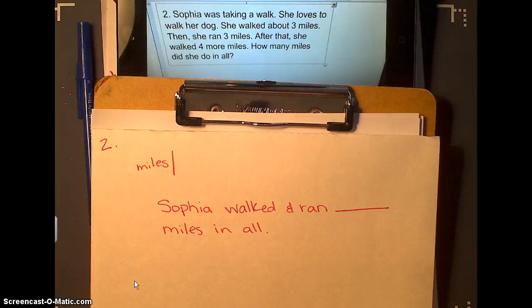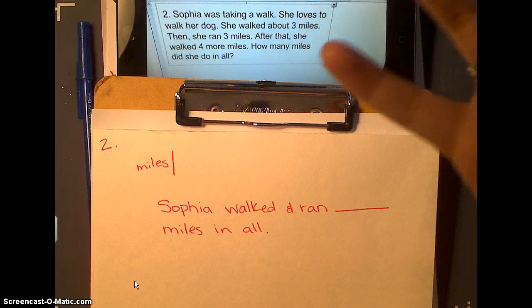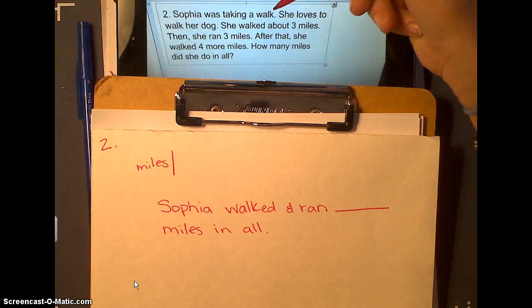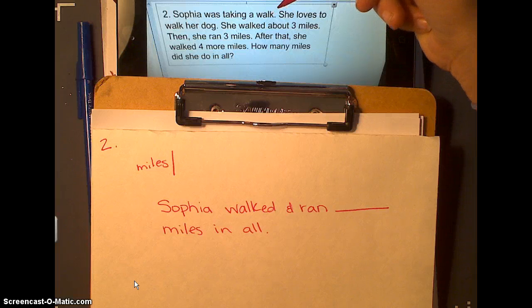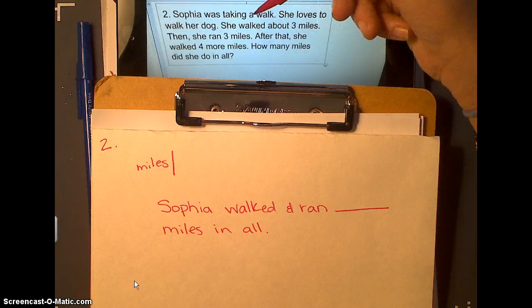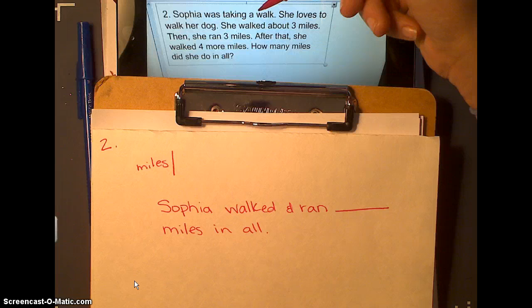And this is where we go through each sentence, and we figure out what it's trying to tell us. Sophia was taking a walk. Period. Stop. Do I think this is important and something I need to actually do this problem? I'm thinking not. There's nothing in this sentence telling me information I need to know to solve the problem. So I'm just going to keep going. She loves to walk her dog. Period. Stop. This one too doesn't tell me anything that will help me solve the problem. So I'm just going to keep going.